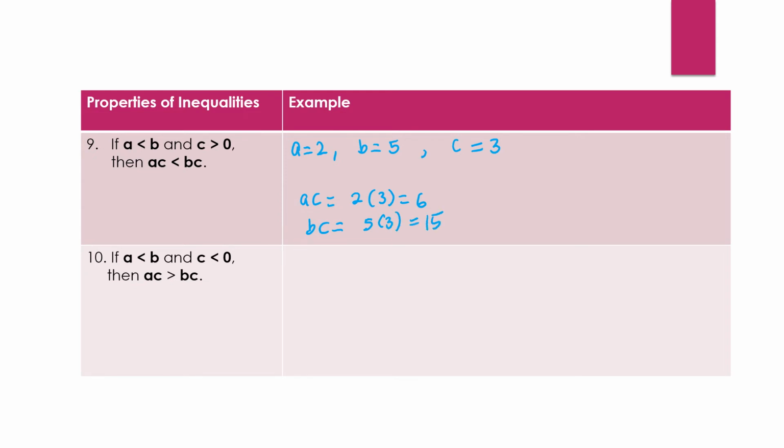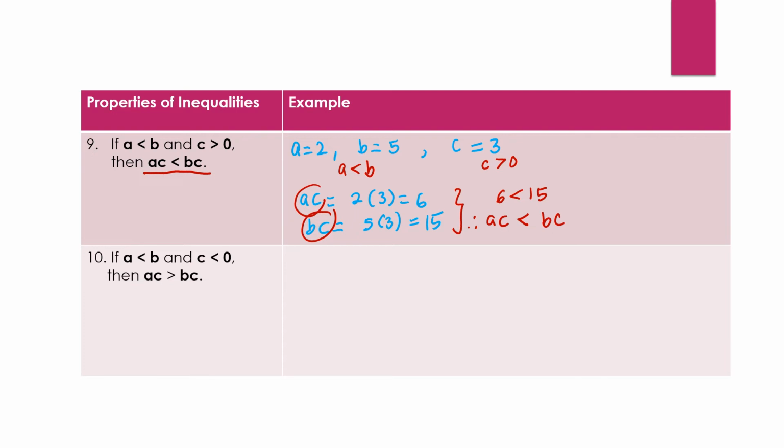Now let's check. Here 2 is smaller than 5, so it is correct. A is smaller than B. C is equal to 3. 3 is greater than 0, a positive number, so C is definitely greater than 0. Comparing AC and BC, I know that 6 is smaller than 15. 6 is AC, smaller than 15, which is BC. Therefore, the conclusion is AC is smaller than BC.